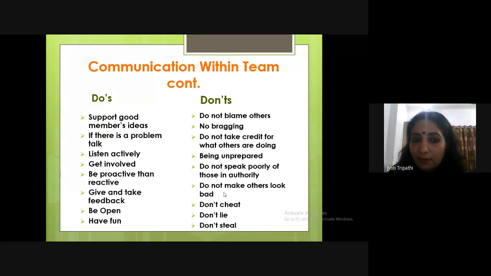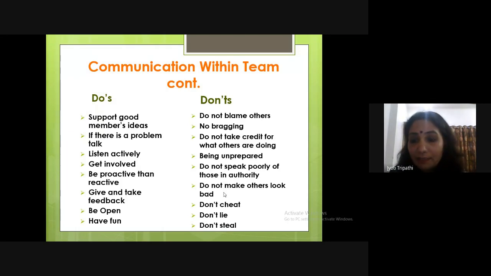Do not take credit for what others are doing. So when something good happens, we take credit, and when something bad happens, we try to blame others. This is a very wrong practice. One must stop doing it for having a healthy, harmonious and cohesive environment in the team.